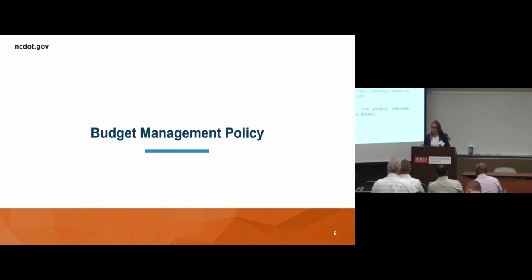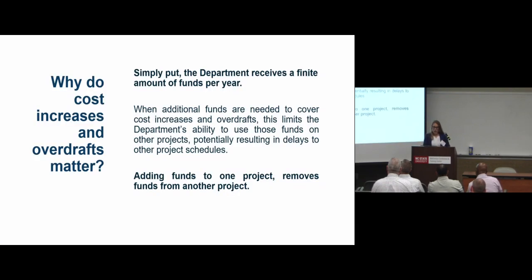And so John alluded to this in his presentation too: why does it matter, looking at cost increases and overdrafts? One of those things is, simply put, there are finite funds available to you, and you really have to be mindful of that. If a project increases in one place, it's going to remove funds from another place.